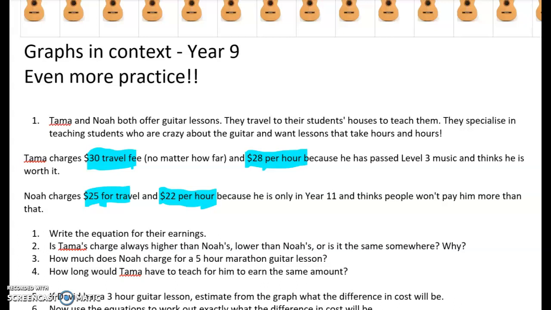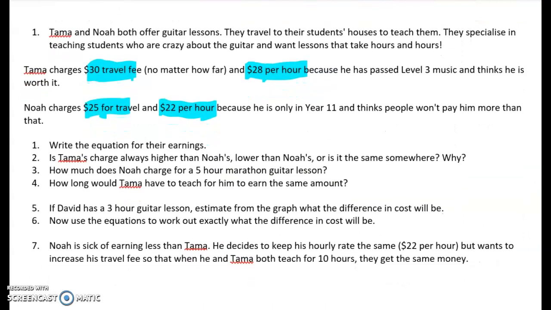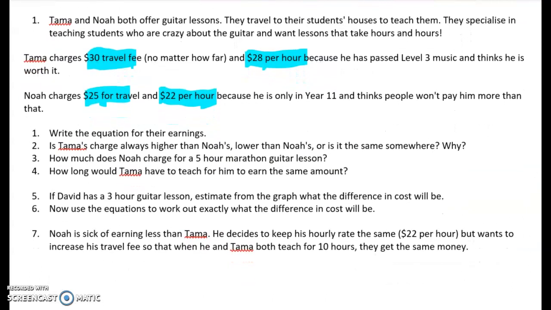We've got to draw the graphs for these, and to do that we're going to write the equation for each one. So let's look at the questions first. We're going to write the equation for their earnings, and I should have said draw the graphs. Then we're going to think about whether Tama is always going to be more expensive than Noah. We're going to do that first by looking at the equations and seeing what we can see in there.